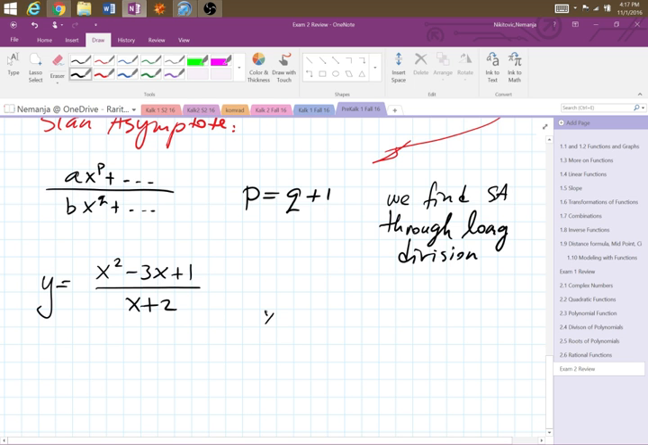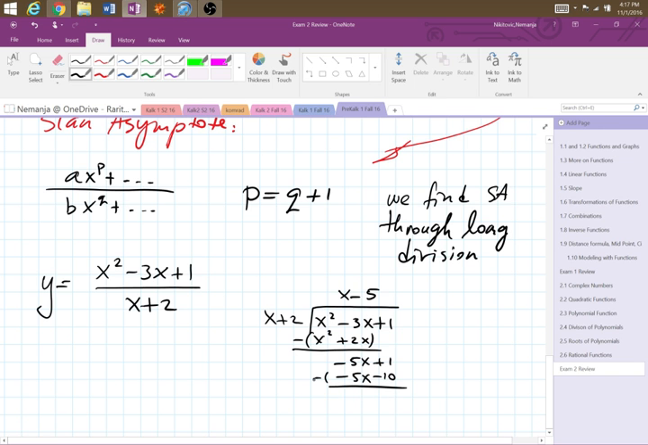So that will be x plus 2 divided into x squared minus 3x plus 1. So x goes into x squared x times, multiply it back, which is x squared plus 2x. Subtract it, we get negative 5x, and then plus 1, minus 5. And then when you multiply back, you get minus 5x minus 10. When you subtract that, you will get 11. So that's the remainder.